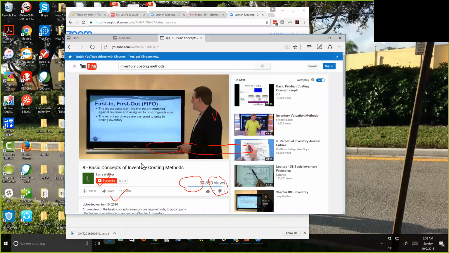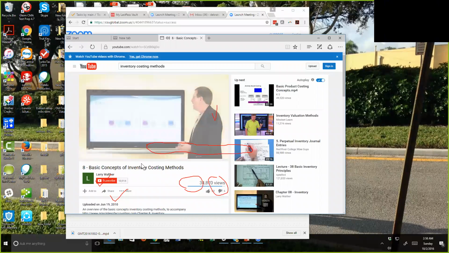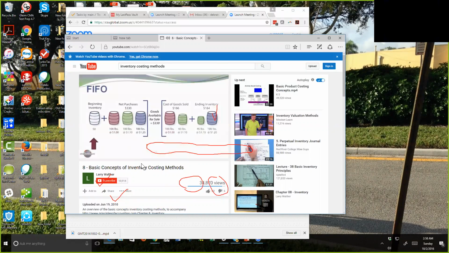Looking at first in, first out, or FIFO, the oldest cost, the first in, are matched against revenue and assigned to cost of goods sold first. The recent purchases, those that are left over, the most recent cost is assigned to ending inventory. Looking at an example, we had zero beginning inventory. These are barrels of nails, and we had 3 purchases during the period. We bought 100 pounds of nails at $1, 100 pounds at $1.10, and 100 pounds at $1.20. The total cost of all of our purchases was $330. Our goods available for sale was $330.